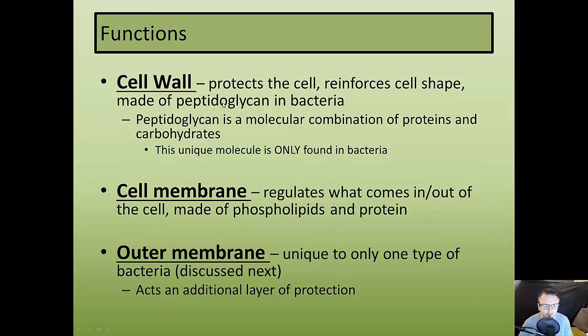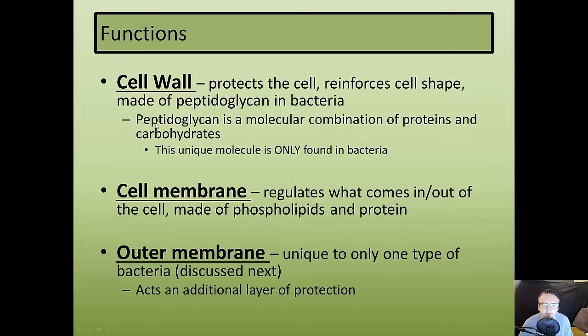Peptido is a derivative for peptide, which is in relation to protein. So peptide, protein, and then glycan, similar to glyco, is another reference to sugar. And this is a protein-sugar combination molecule. So it's made up of both types. So peptidoglycan, the only thing I want you to know about this, besides that it's part of the cell wall, is that it's unique only in bacteria. In other words, it's only found in bacteria.